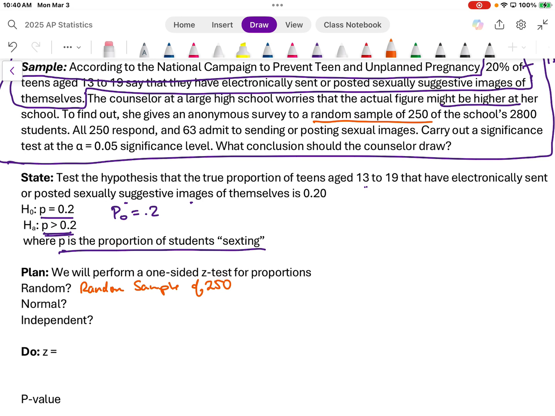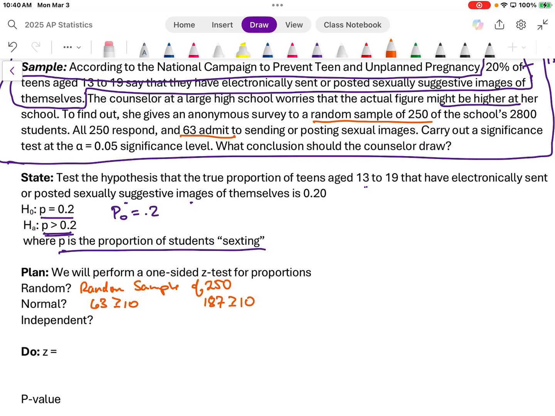Normal. All right, so here we go. Now we're going to shorten this up a little bit. 63 admitted. So 63 is greater than or equal to 10. And then when we look at, okay, what's 250 minus 63? Isn't that like 187? 187 is greater than or equal to 10. Okay.